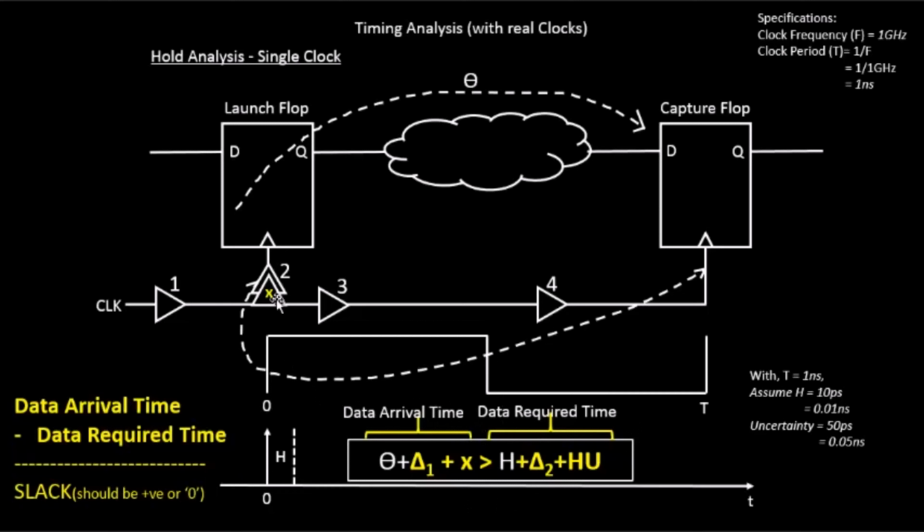But again, there is a con to this. There are pros and cons. So the problem with this thing, you have seen addition of buffers in the launch flop clock path, how it affects the setup timing. So you have to be very careful while adding buffers in the clock path, because this is not the only flop that this particular clock port is driving.